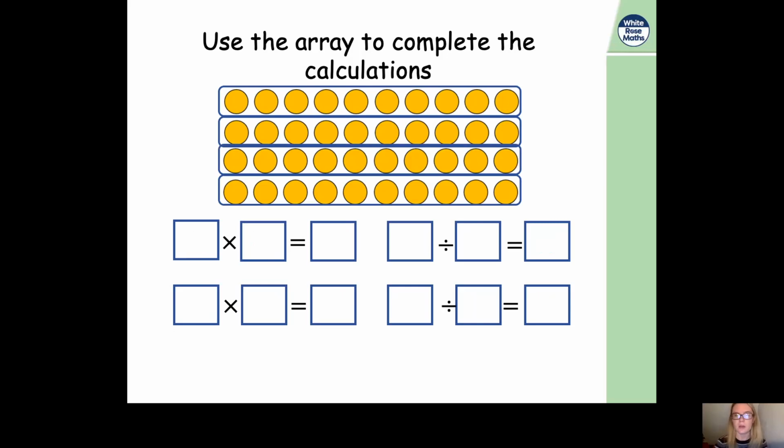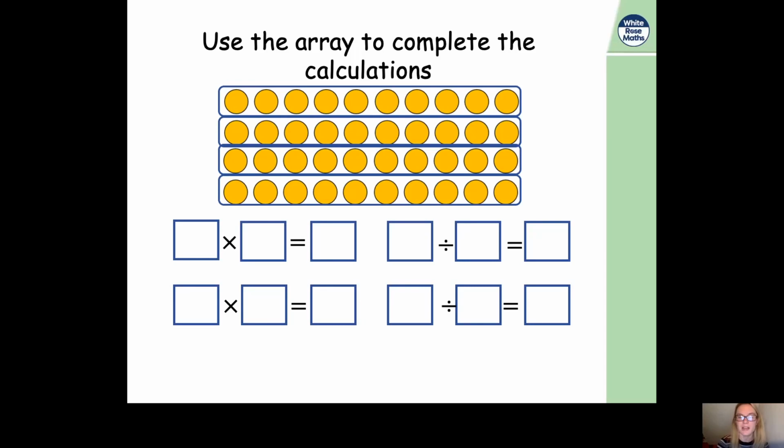Here is another array, and I'd like you to write the multiplication number sentences and the division number sentences for this fact family. Remember, for the multiplication, you need to look at the rows and the columns. And for the division, can you first do grouping and then do sharing? Okay, pause the video now and have a go.